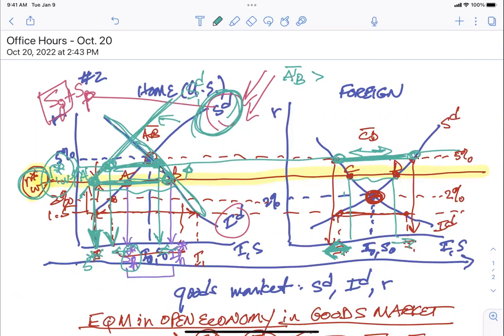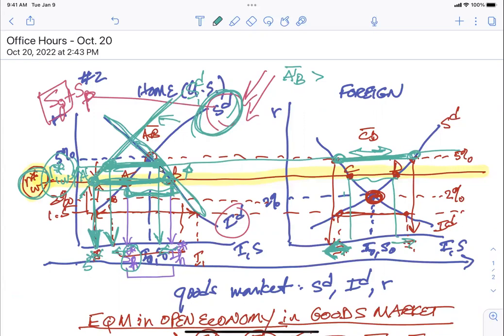So what happens in the home country? Well, we know that savings has gone down, investment has gone down, and what's happened to the trade deficit? The trade deficit is this difference right here, right? It used to be between A and B, right? The picture isn't drawn exactly. And now it's this. So the trade deficit has increased.